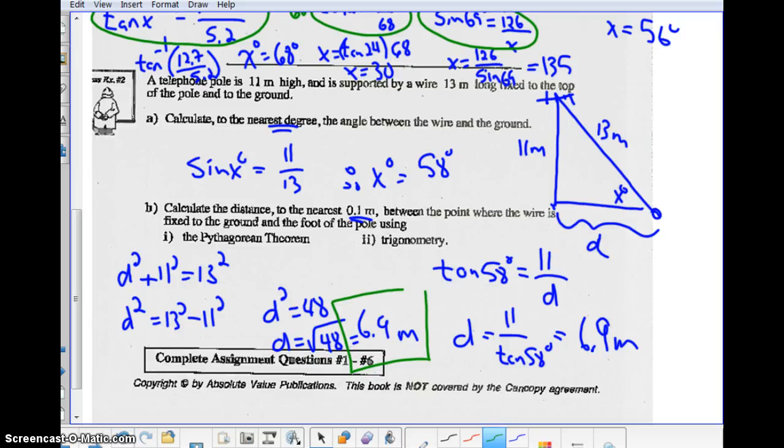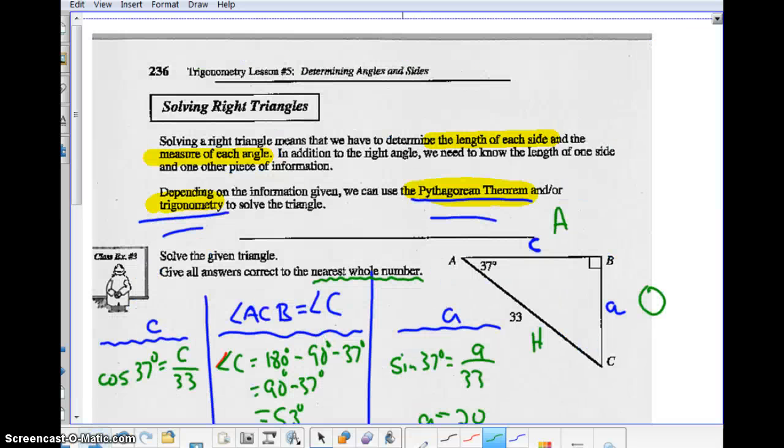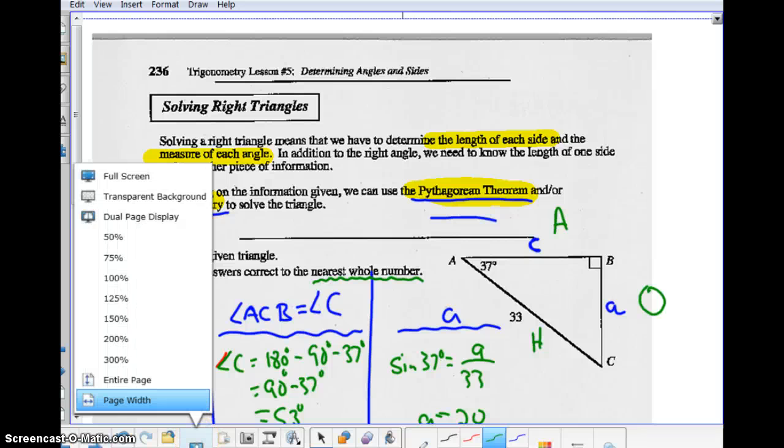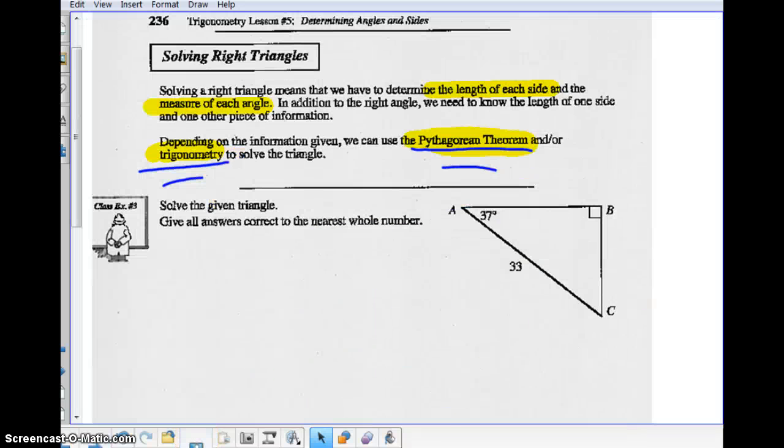That was used by Pythagoras' theorem by those two sides, okay? In the next question, we're going to talk about solving triangles. What does that mean? To solve a triangle means that we have to determine the length of all the sides we don't have and the measure of all the angles.